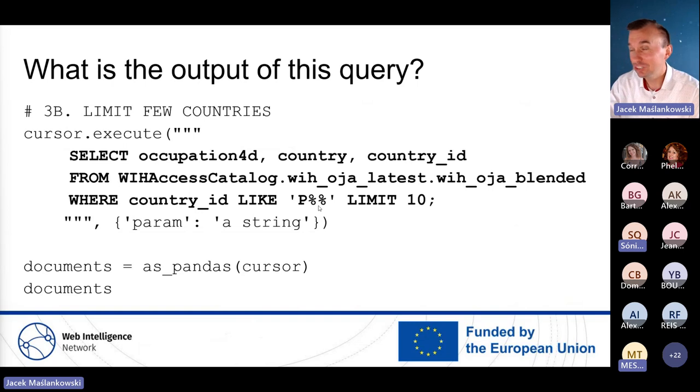So we need to use double percent because percent in Python is a special character. It's an escape character, like backslash in Java, yes? So it is an escape character, and we have to use double percent to have a percent in this string. So in fact, it's like P percent, but we have to write 2%.